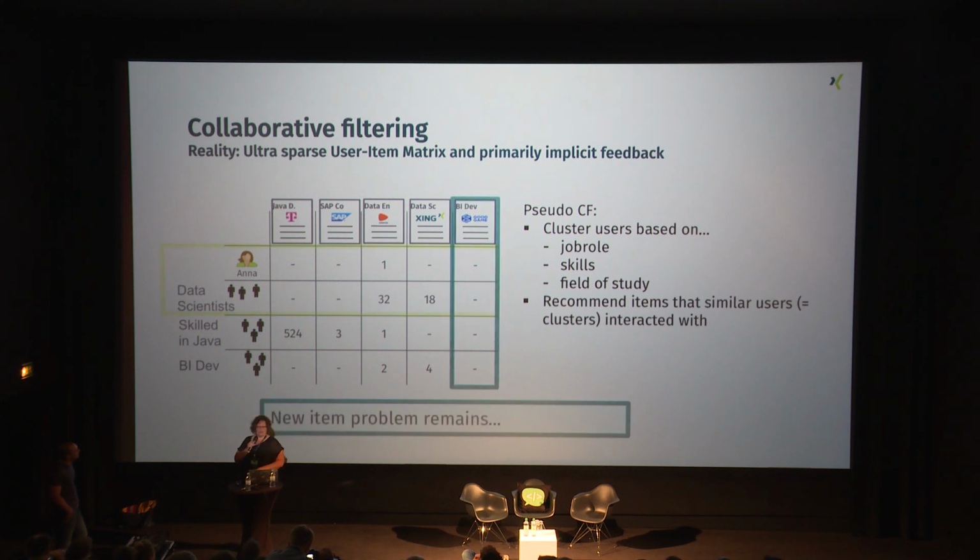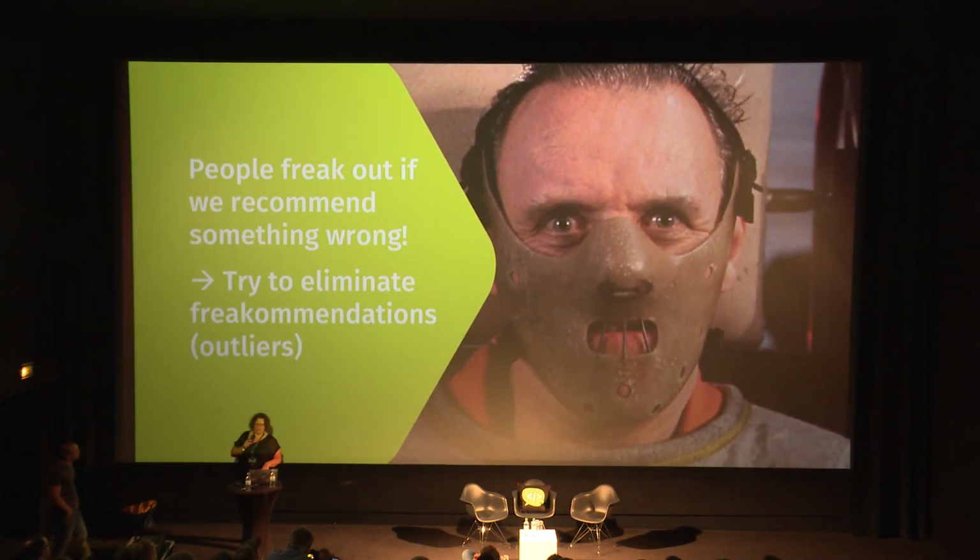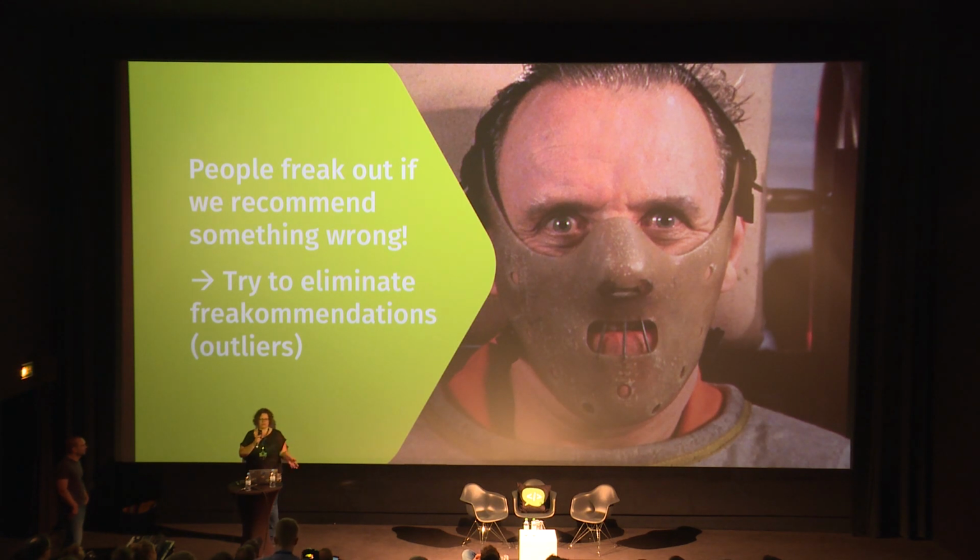One thing is that the new item problem still remains. So that's for sure. This is why we have so many content-based approaches on the platform. What we figured is that people really freak out if they get a wrong recommendation. This is not so bad for the news, for example. If you recommend a news article and the user is not interested, he's just not interested. But if we recommend a wrong job posting, the user really feels misunderstood. If we recommend an internship position to a manager, he thinks we don't get him.